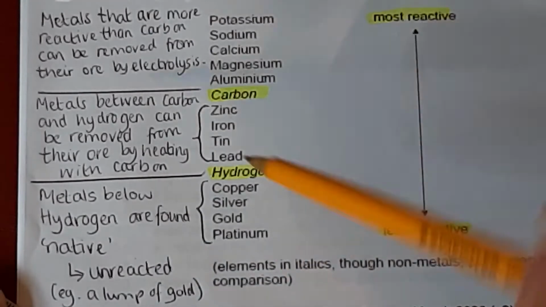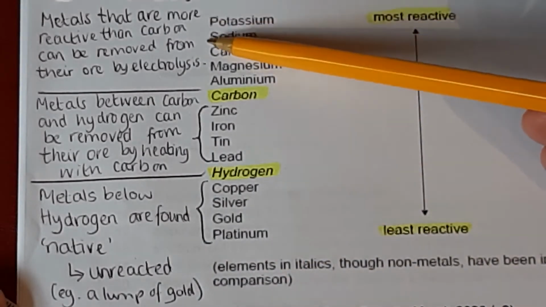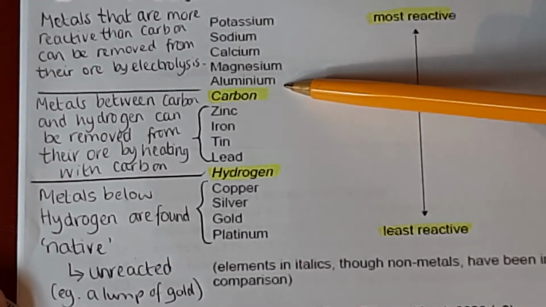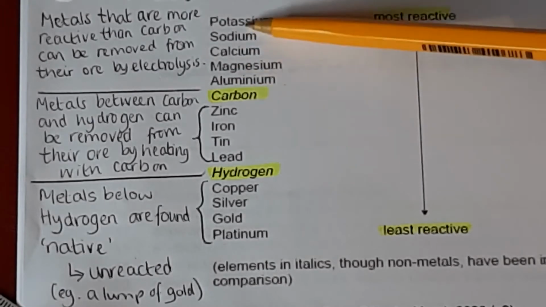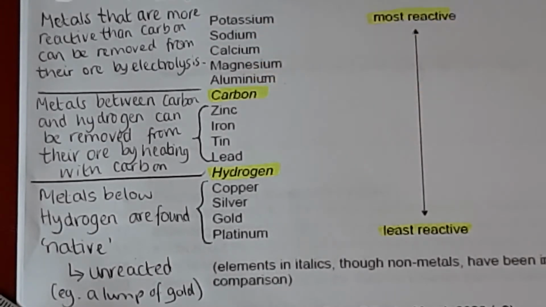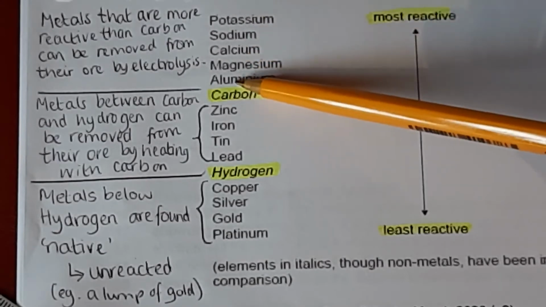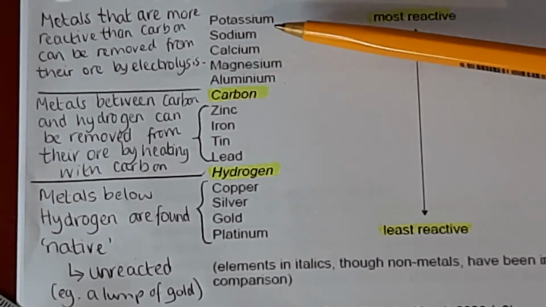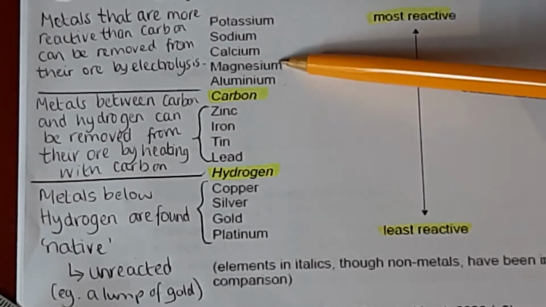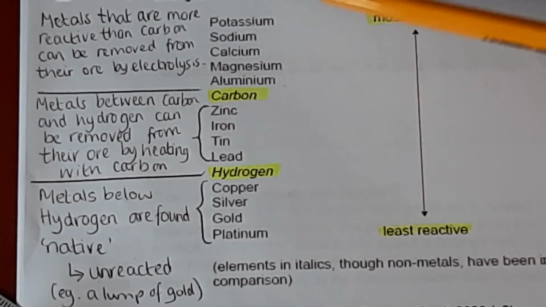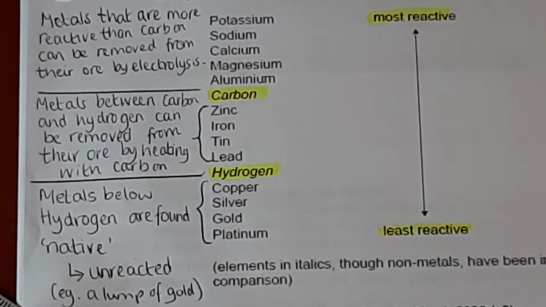So as you can see, I've written that metals that are more reactive than carbon, which is these ones here, can be removed from their ore by electrolysis. That's using electricity to remove them from their ores, because it requires a lot of energy to remove these from their ore because they're so reactive. So to get them back to just being individual metals, so giving them back their electrons, requires so much energy, we have to use electricity. And so these metals were discovered much more recently once we had electricity.